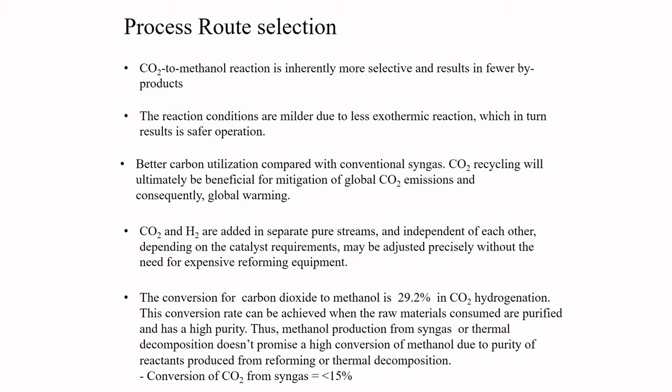CO2 and H2 are added in separate pure streams and independent of each other, so depending on the catalyst requirement, they may be adjusted precisely without the need for expensive reforming equipment. The conversion of carbon dioxide to methanol is 29.2% in carbon dioxide hydrogenation. This conversion rate can be achieved when the raw materials consumed are purified and have high purity. Thus, methanol production from syngas or thermal decomposition doesn't promise a high conversion of methanol due to the purity of reactant produced from reforming or thermal decomposition.